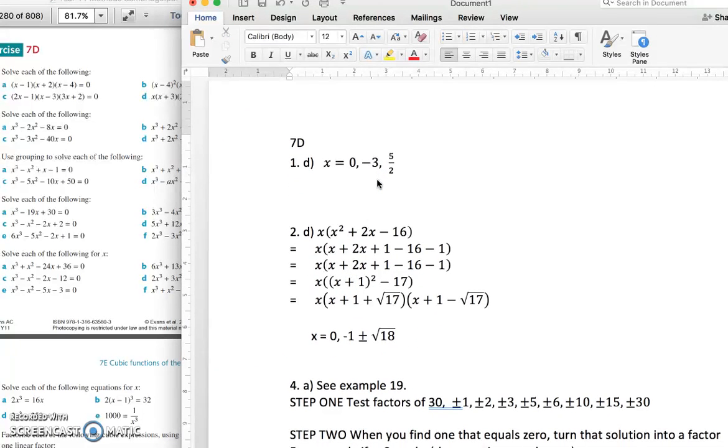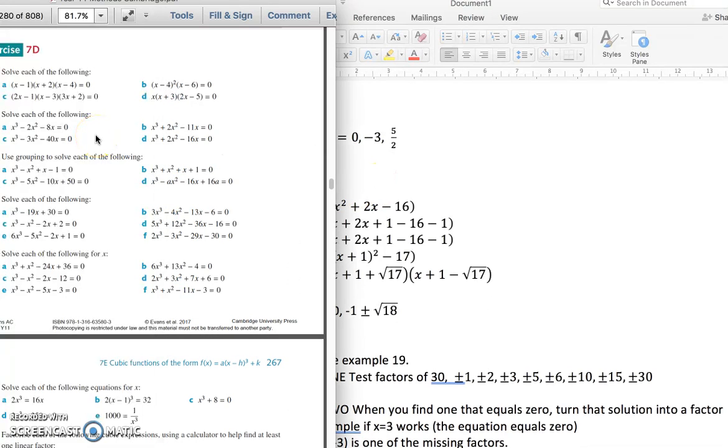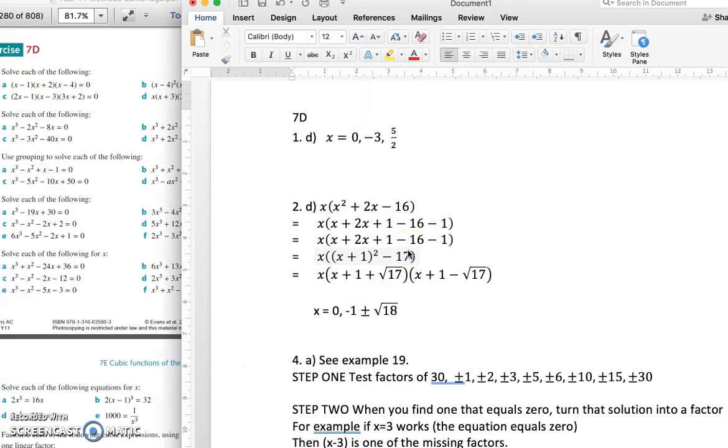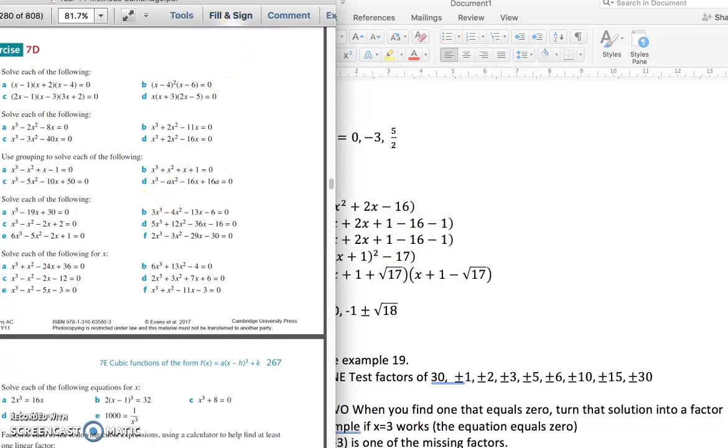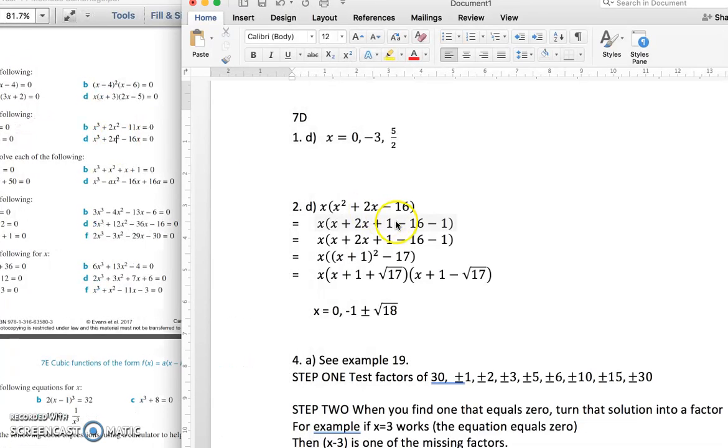Looking at question 2, it looks like you might have to test answers, do long division, etc., but there's a bit of a trick. Each of the terms has an x variable in it, okay? So unlike the cubic equations where we had to do long division, we actually have a common factor of x that we can bring out. So if I do 2d over here, I've divided everything by x, and so I'm left with x out the front, x squared plus 2x take 16. So I know x is going to equal 0, it's going to be one of the solutions. And then I need to factorize and solve the quadratic.